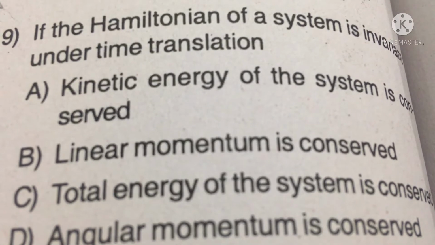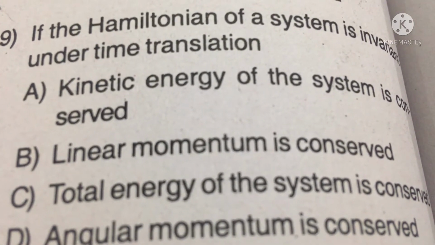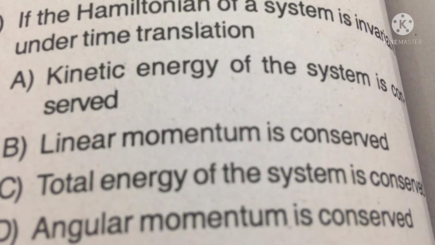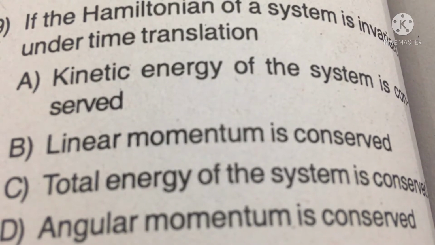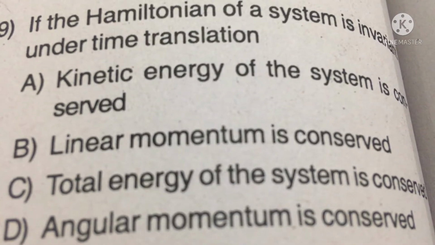If the Hamiltonian of a system is invariant under time translation, option A, kinetic energy of the system is conserved. Linear momentum is conserved. Total energy of the system is conserved. Angular momentum is conserved. The answer is total energy of the system is conserved.